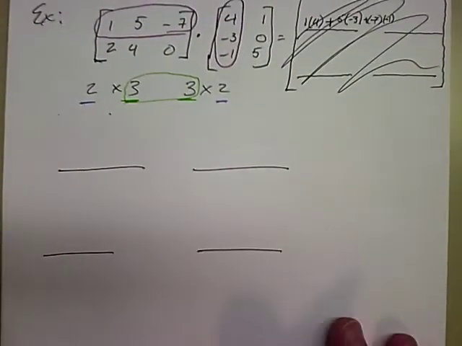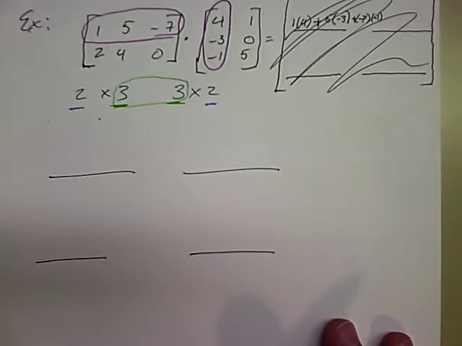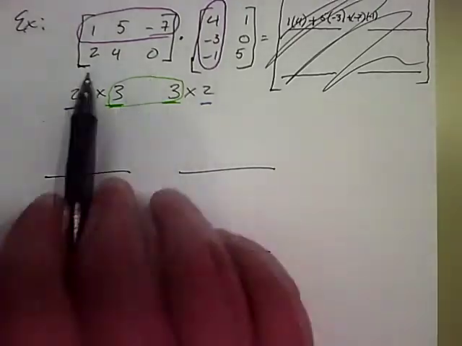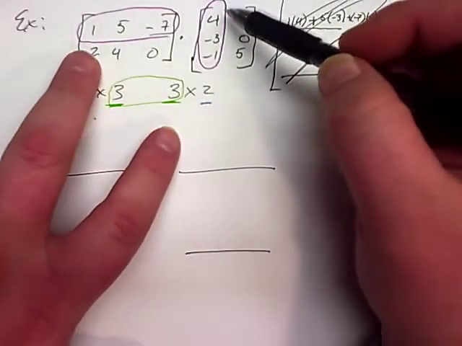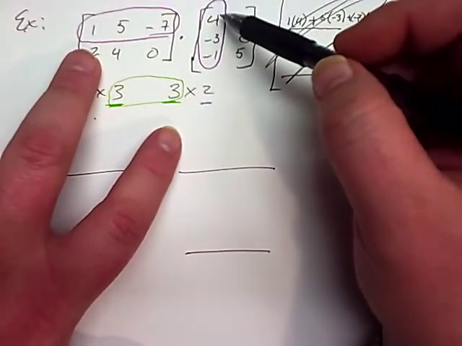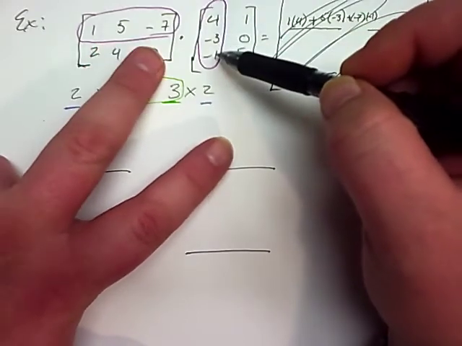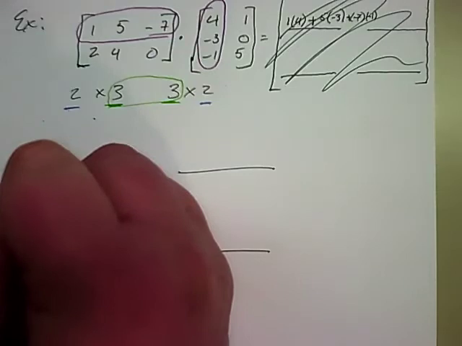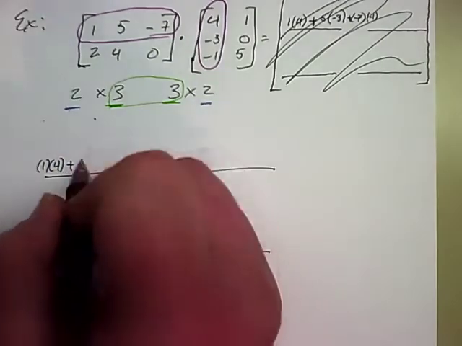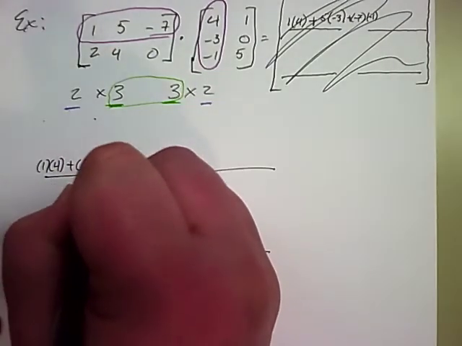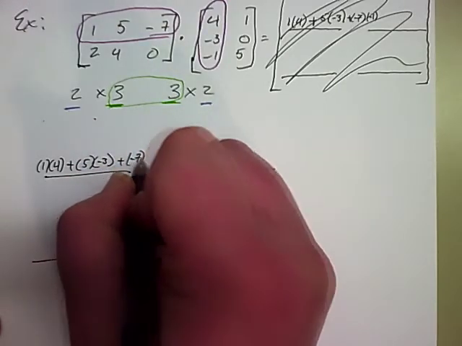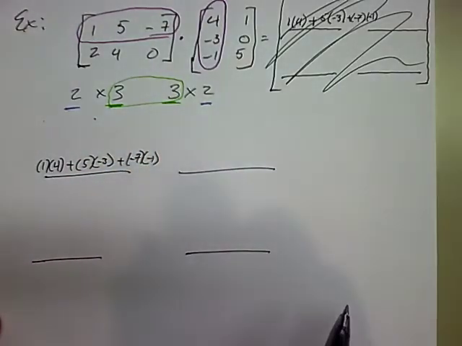All right, let's try that one more time. Now we have a little bit more space. So first by first, second by second, third by third, and we're going to add them up. So we have 1 times 4 plus 5 times -3 plus -7 times -1.